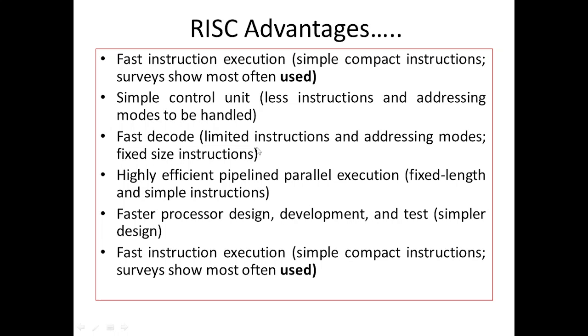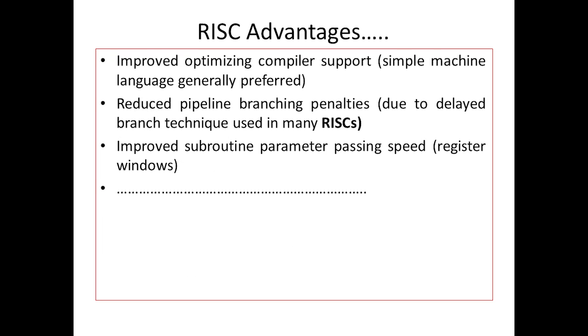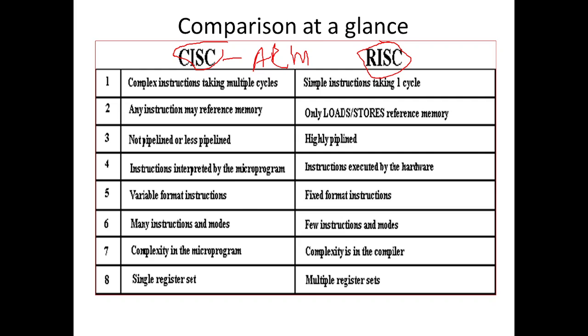Now most of the industries are using ARM Cortex for different types of applications as per the application requirement. These are the advantages of RISC: faster processor design, fast instruction execution, fast decode, simple control unit, improved optimization, compiler support, reduced pipeline branching penalties, and improved subroutine parameter passing. So these are all the RISC advantages.